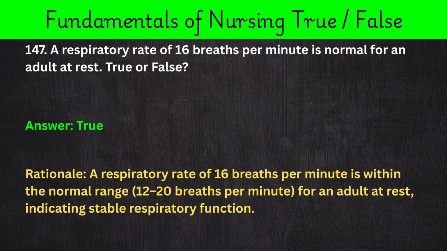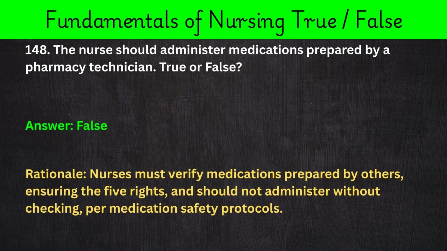True or false? Answer: true. Rationale: A respiratory rate of 16 breaths per minute is within the normal range, 12 to 20 breaths per minute, for an adult at rest, indicating stable respiratory function. 148. The nurse should administer medications prepared by a pharmacy technician.